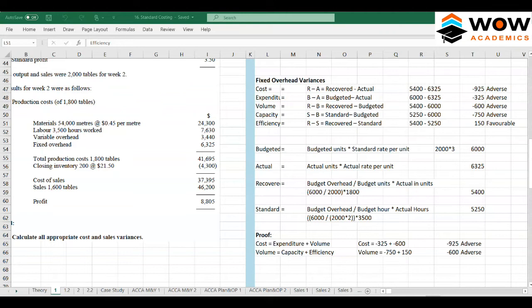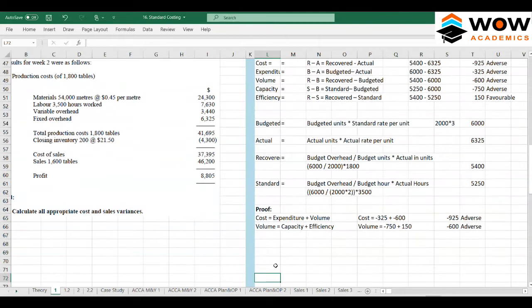So we have worked out all the variances. Now our job is to find out operating statements. This question has not asked us for an operating statement, but still we'll work it out so that you will get a better idea as to how operating statements are useful. Operating statements, and this is for absorption costing.